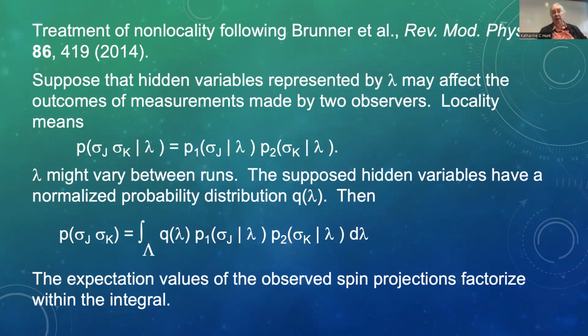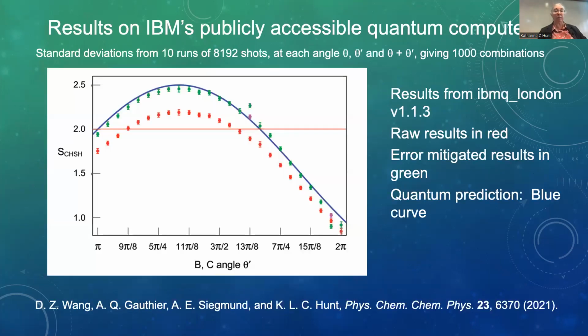There are other loopholes that might need to be gotten around, but those go into the specification of constraints on the hidden variables. So these are the results for the CHSH inequality on the IBM computers. And again, the red are the raw results. Anything above 2 in this particular case is a violation of the inequality. So it shows that classical behavior just is not observed.